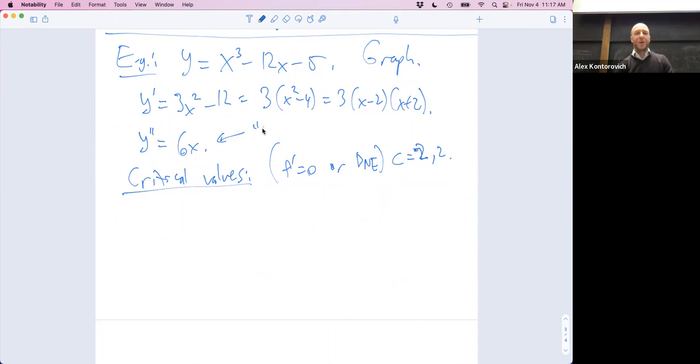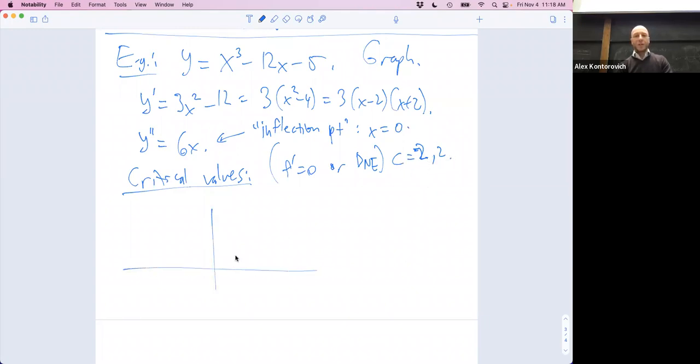This is a new topic, a new bit of terminology. Inflection point. Not a critical value, but an inflection point, or potential inflection point, is at x equals 0. So I would just graph. I would put those 3 values down first.